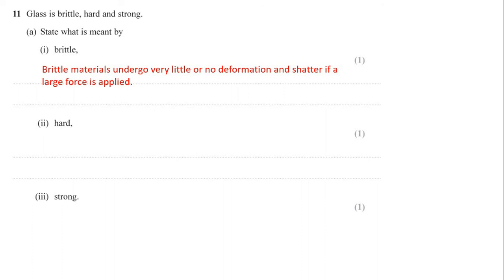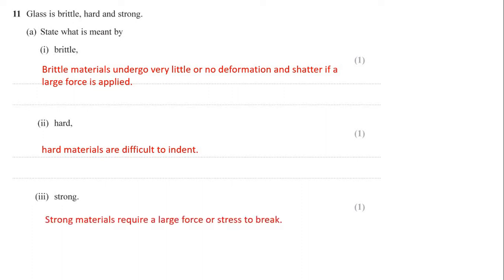Hard, of course, is a material which is difficult to indent, difficult to bend or something like that. So hard is a material difficult to indent. And strong, a large amount of force is needed to break the material. So high stress is required. That's why we call it strong. Remember, there's a difference between hard and strong. So strong means you need a large amount of force or large stress to break the bond, to break the material or whatever the material is.